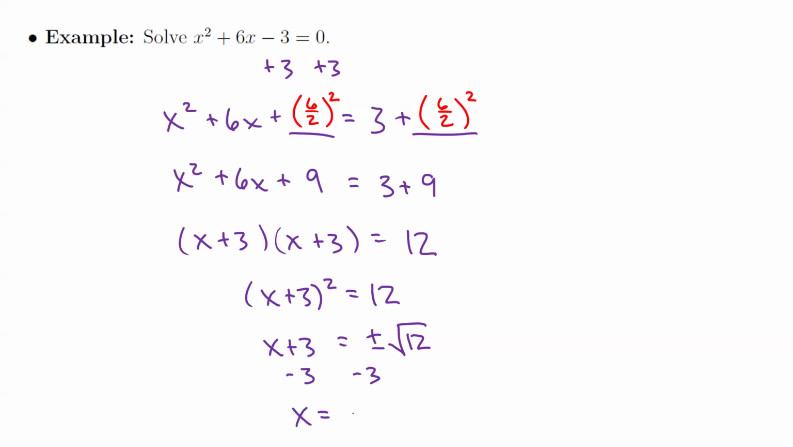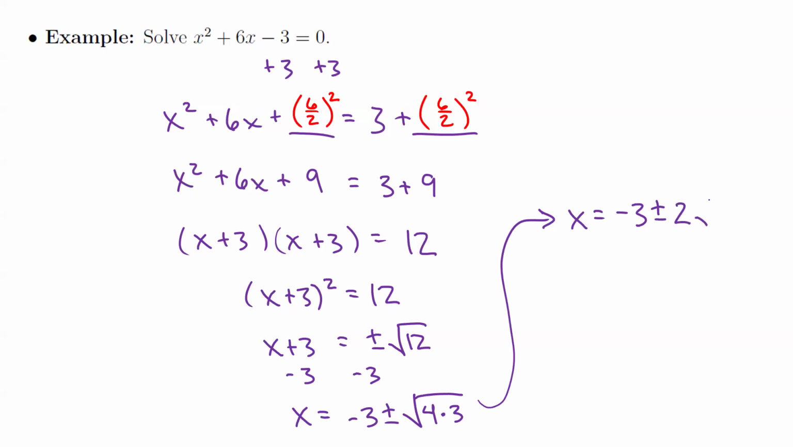And in this case, we can do a little bit of simplifying here. There's a perfect square of 4 inside the radical. So this will be x is equal to negative 3 plus or minus 2 root 3.